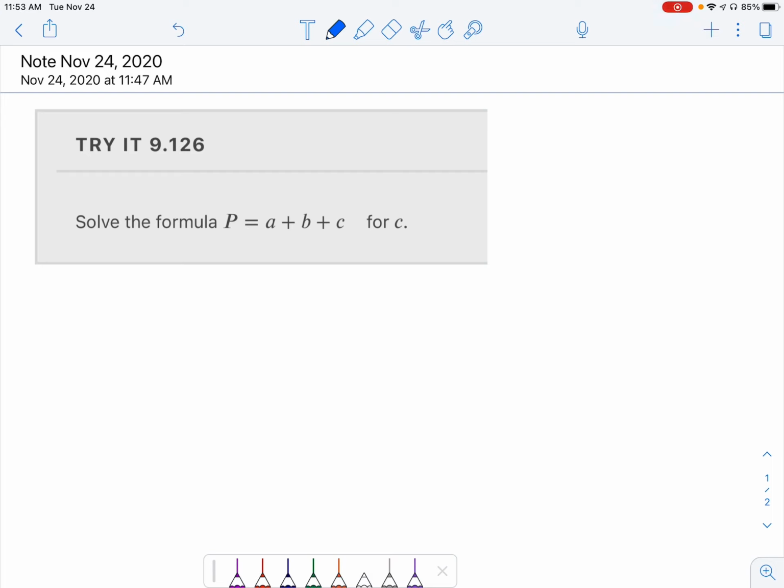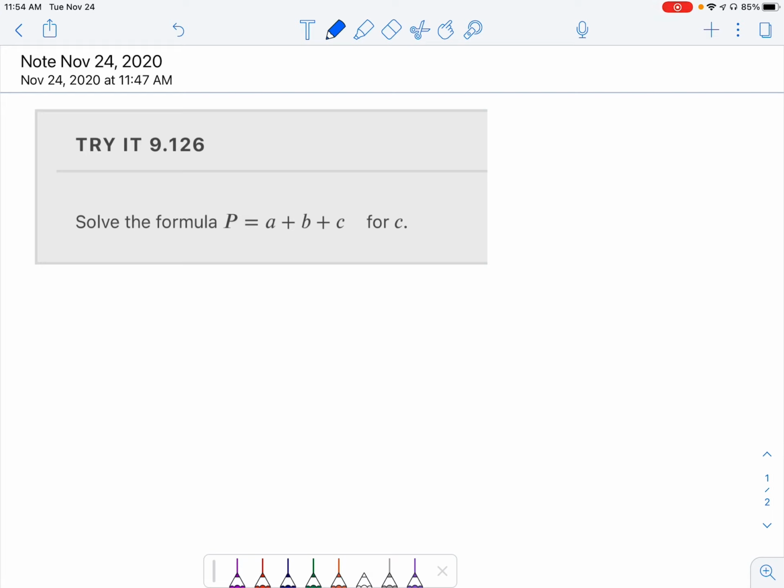And those formulas are always entered in the form of some variable is equal to some long mathematical expression. Well, sometimes you need to rearrange a formula to get it into the right format to enter into a spreadsheet or whatever other function you're doing. And so that's what we're going to look at today. We're going to go through three different examples here.